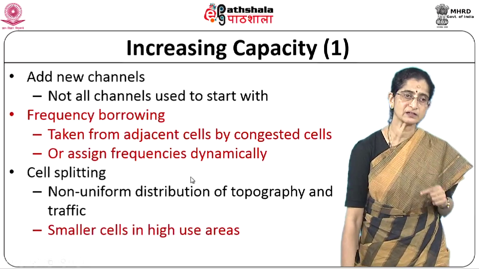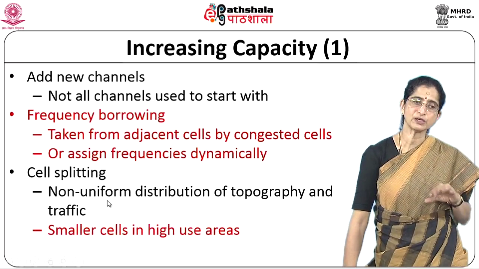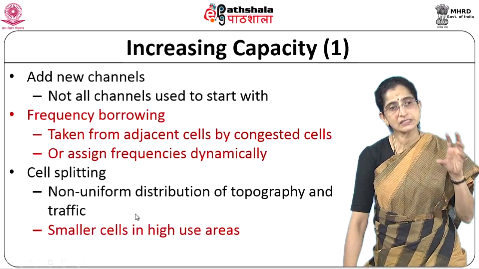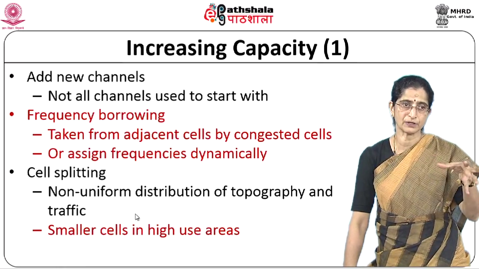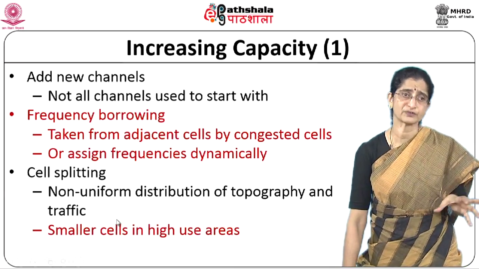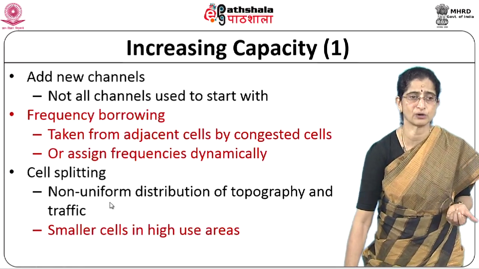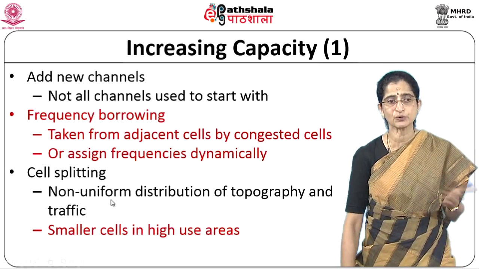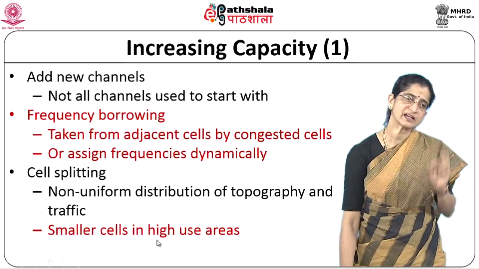Okay. So another, third option that we have is what is called cell splitting. This is especially useful when you have a non-uniform distribution of topography and traffic. For instance, even in a city, there are certain areas, for instance downtown or a particular township, where you may find it's highly congested. There are a lot of calls going on in that particular area, whereas in certain outskirts there may not be so many calls. So in which case, you will have a non-uniform distribution of traffic. So you can try to use different sized cells in different areas. You can use smaller cells in areas where there is higher use.